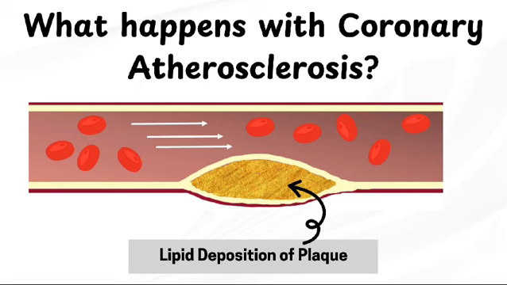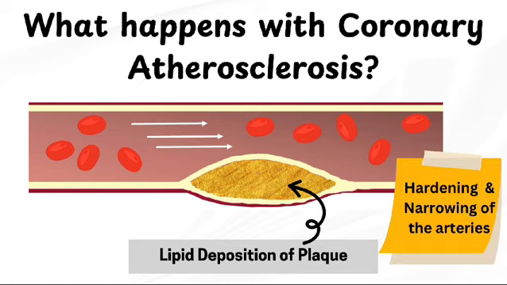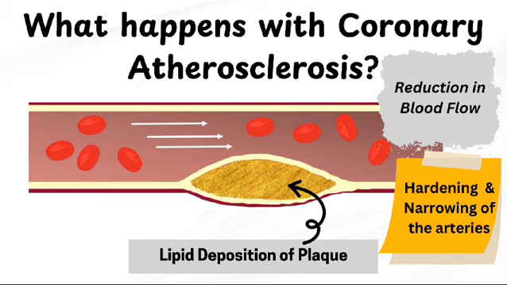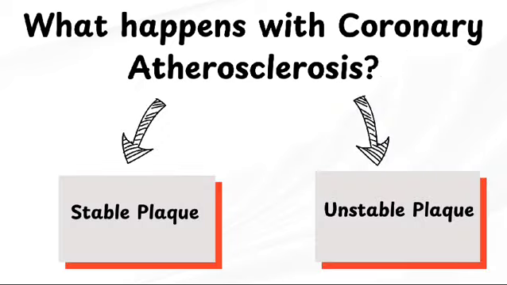But what happens with coronary atherosclerosis? Atherosclerosis is characterized by the accumulation of fatty deposits, cholesterol, and other substances in the arterial walls, forming plaque. This leads to the narrowing of the arterial lumen and hardening of the walls, which reduces myocardial blood flow. There are two types of plaques in atherosclerosis, stable and unstable. Stable plaques have a thick fibrous cap and are less likely to rupture, while unstable plaques have a thin fibrous cap and are more prone to rupture.